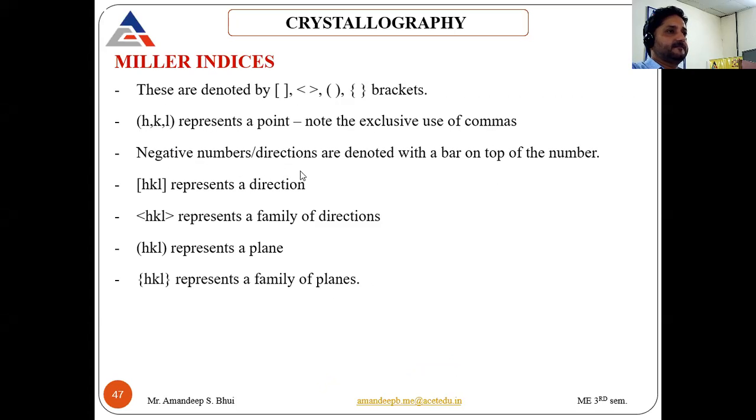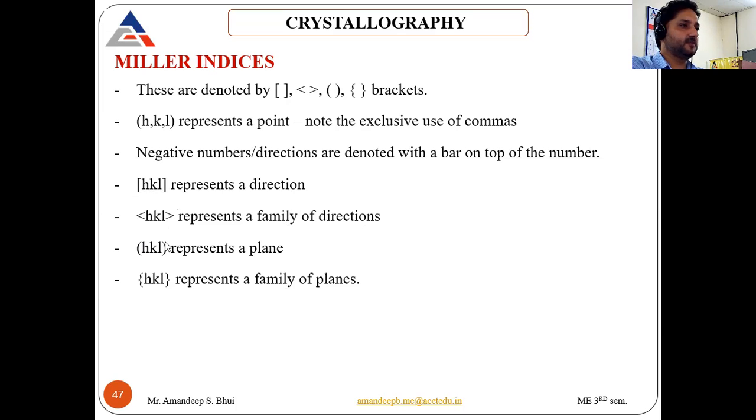Now, negative numbers in the Miller indices are denoted by a small bar on top of that number. So if it is minus h, it will be given by h bar on top. Okay. Now in terms of Miller indices, if we have square brackets, we do not have any commas to separate these values. So HKL in square brackets will represent a direction. Okay. In angle brackets, if HKL is defined, it represents the family of directions. Okay, so we will study what a family of directions is in the proceeding slides.